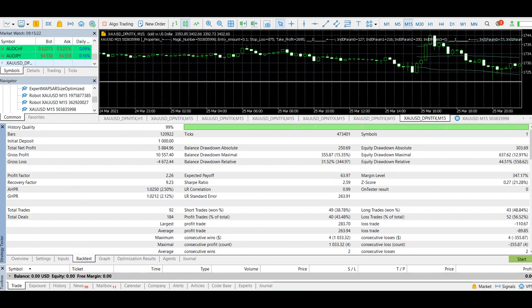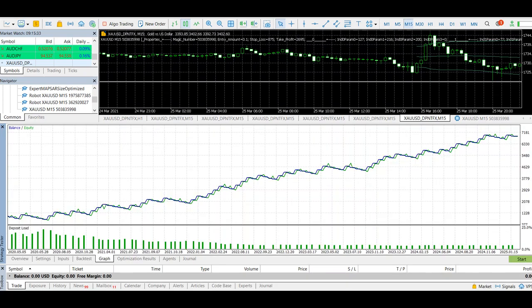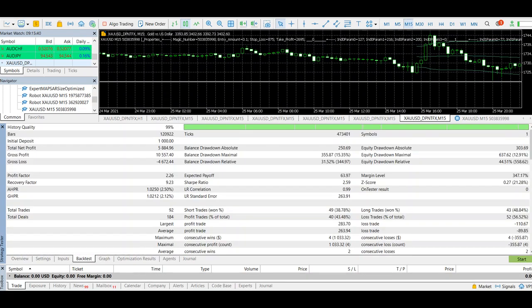Okay, and the total net profit, the gross profit, and the drawdown are approximately the same. And if we see the graph, I see it's 6884. However, okay, that is 1000 plus 5884. Okay, sounds good. Okay, and the profit factor 2.26, recovery factor 9.23, expected payoff 63.97, Sharpe ratio is 2.59. Approximately the same here and there, a little bit, but approximately the same.